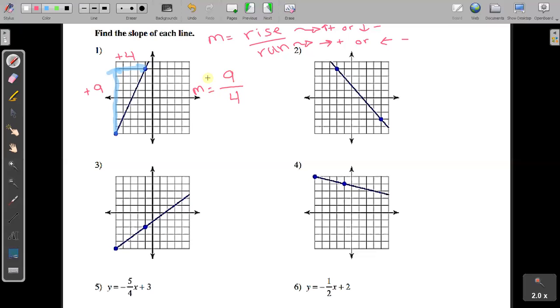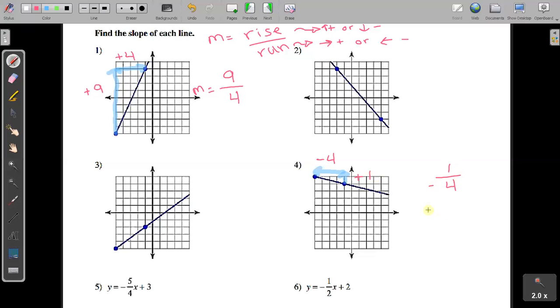Let's look at number 4. Same thing. We're going to rise and then run. So we're going to start with our bottom point and go to the top. So we're going to rise 1, and we went up, so that's a positive 1. Then we are going to run. We're going to the left, and we went to the left 4 units. And if we're going to the left, that's negative. So now when we write it, we're going to have 1 over negative 4.